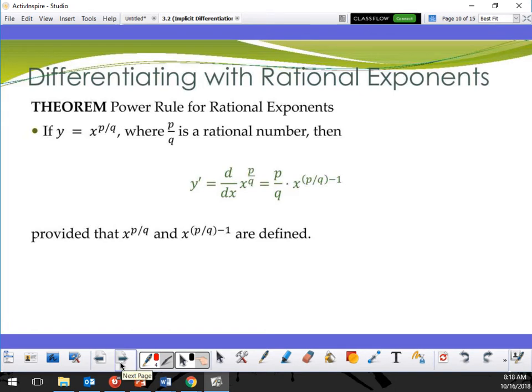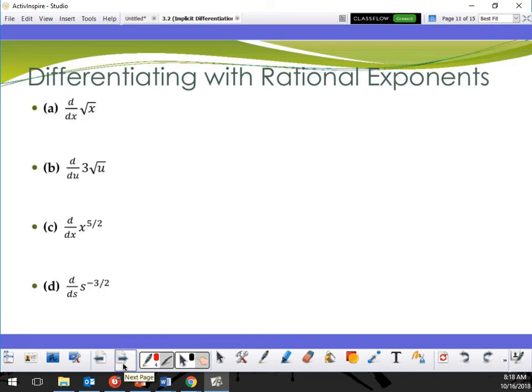All right, differentiating with rational exponents. So a rational exponent is an exponent that is a fraction, right? So I'm going to rewrite these as a fraction first. If I write this as a fraction, what would this be? X to the what? 1/2. Very good. Now take the derivative of that.